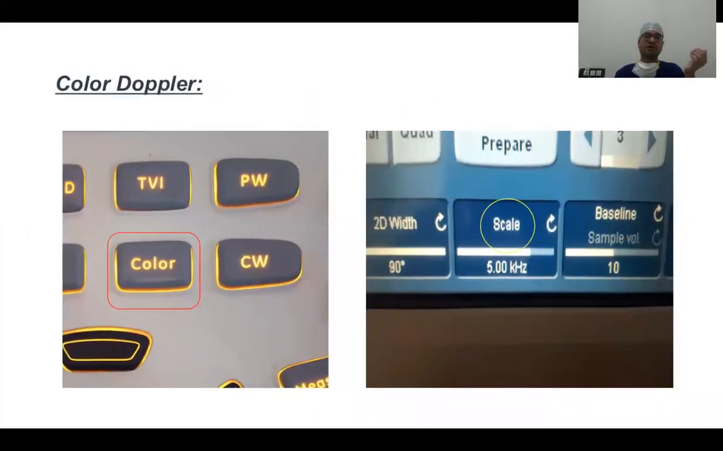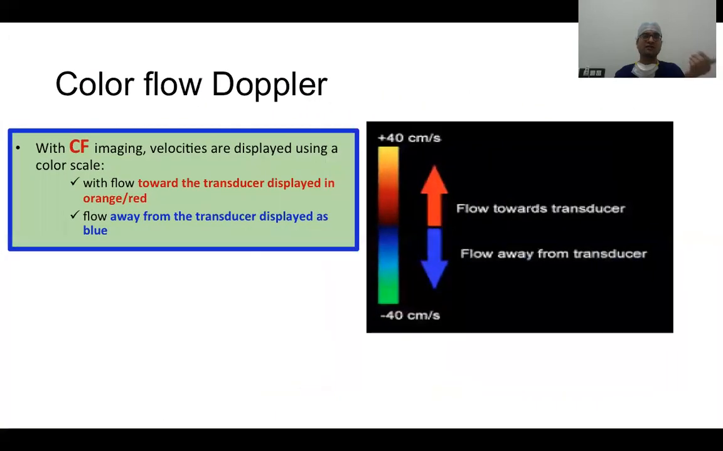Then we move to a Doppler study. To start with, we will start with color Doppler. This is the knob for color Doppler. Here there is a scale also which needs to be adjusted depending on the tissue of examination or site of examination.